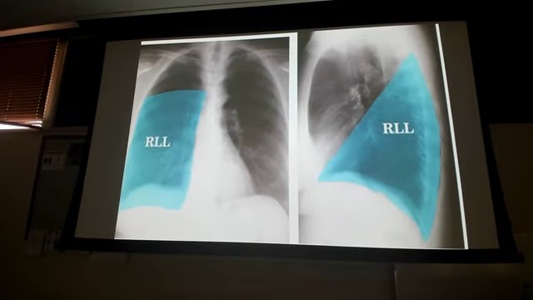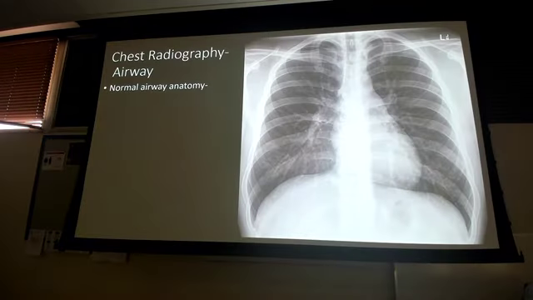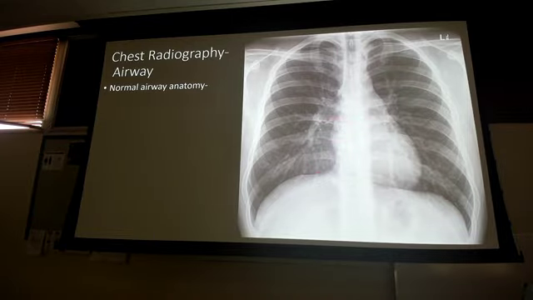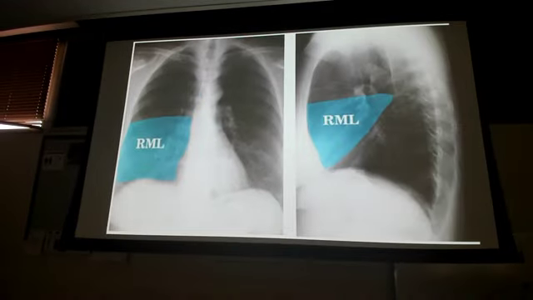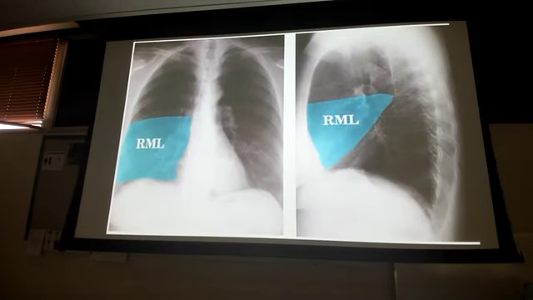Unless, going back to a normal x-ray, I have a silhouette sign hiding the right border of the heart or the right hemidiaphragm. As we talked about, if the silhouette sign hides the right border of the heart or the right hemidiaphragm, I am likely thinking right middle or right lower lobe based on where that silhouette sign is. But without that, I need both pictures, and you just have to know where these lobes are so you have an idea of whether it's middle or lower. Does that answer your question?